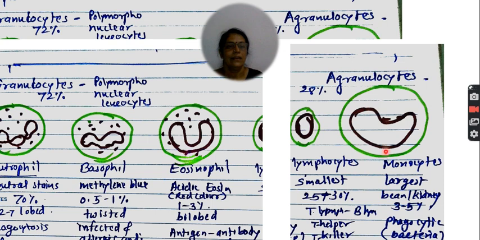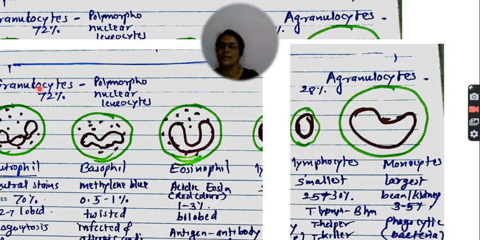Then the monocytes are the largest white blood cells, and here the kidney shaped nucleus is present. 3 to 5% of the monocytes are present in the plasma. They are phagocytotic in nature, that is, they engulf and destroy bacteria and microorganisms. So these are the different WBCs.